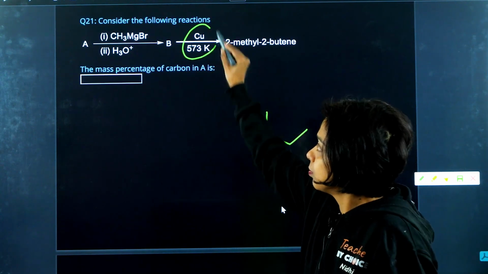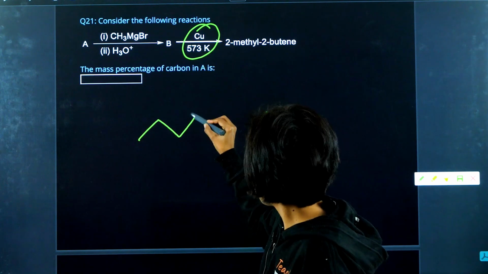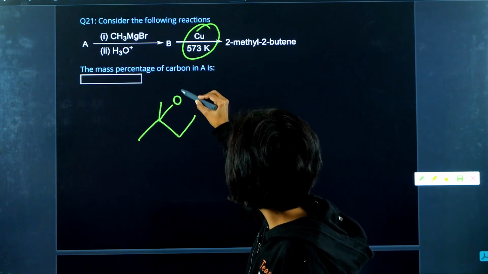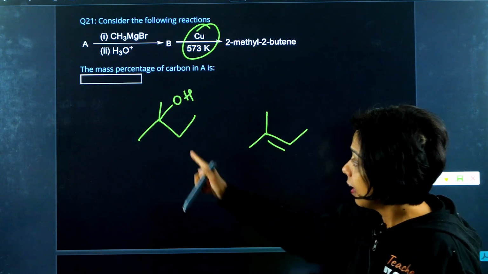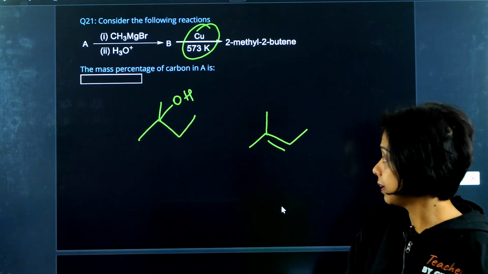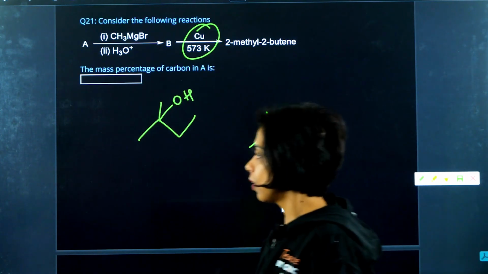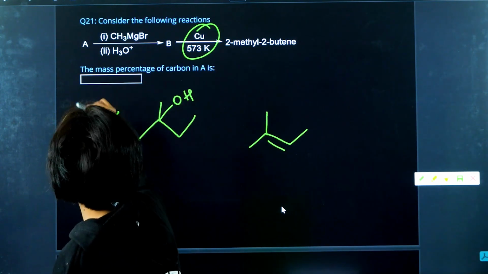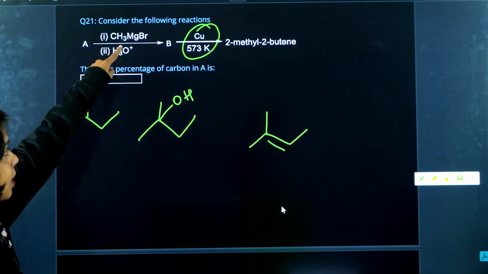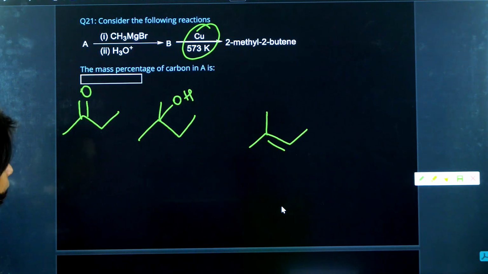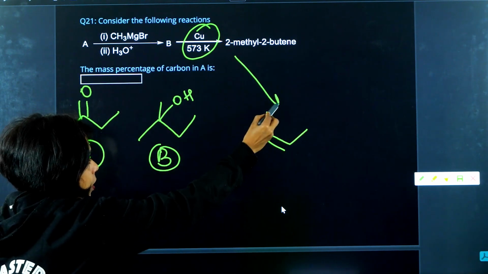So with copper, dehydration has to be there. That means B should be some alcohol which on dehydration gives the double bond here, with a dehydrating agent, right? And if alcohol is being formed on reaction with Grignard reagent, it is a 3-degree alcohol. So what can form the 3-degree alcohol? Right, this should be the ketone. Ketone on reacting with CH3MgX, CH3 will attack here and we get the 3-degree alcohol. So this should be A, this should be B, and this is the final product.